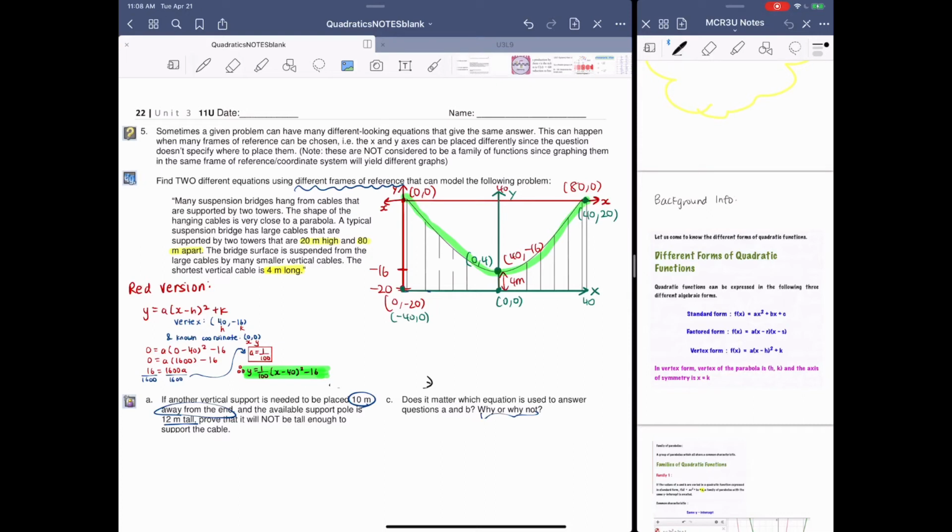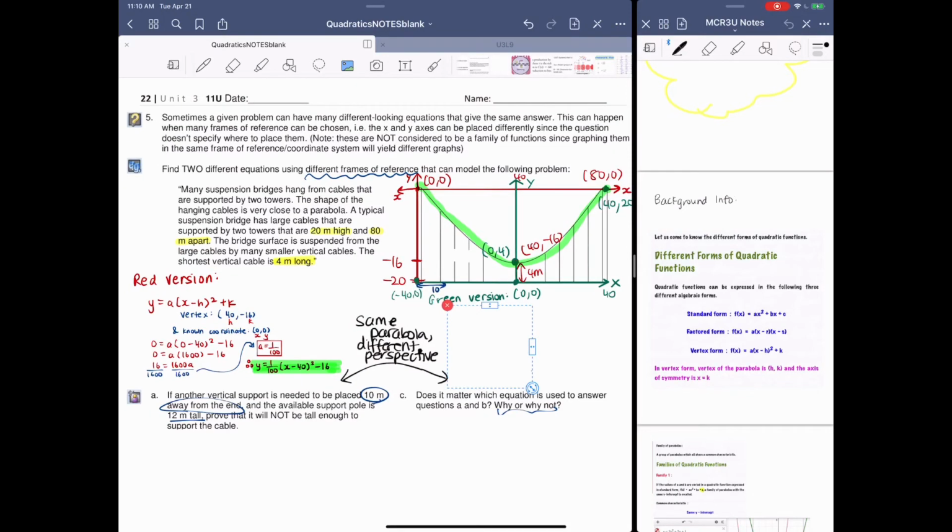So that is my red version. Notice my red version has an a of 1 over 100. Well, if you're looking at the green version, what do you think will happen for the a value? Well, I'm dealing with the exact same parabola, right? And so my vertical stretch should be exactly the same. So we have the same parabola, but a different perspective.